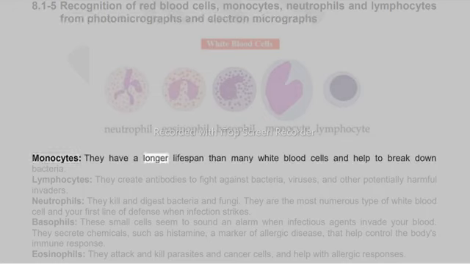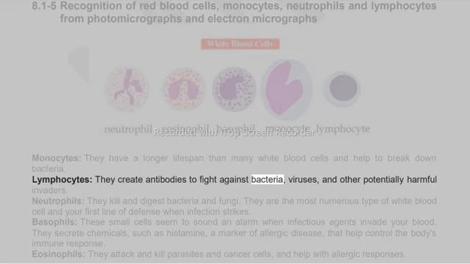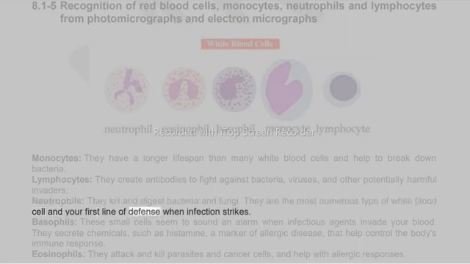Monocytes have a longer lifespan than many white blood cells and help to break down bacteria. Lymphocytes create antibodies to fight against bacteria, viruses, and other potentially harmful invaders. Neutrophils kill and digest bacteria and fungi. They are the most numerous type of white blood cell and your first line of defense when infection strikes.